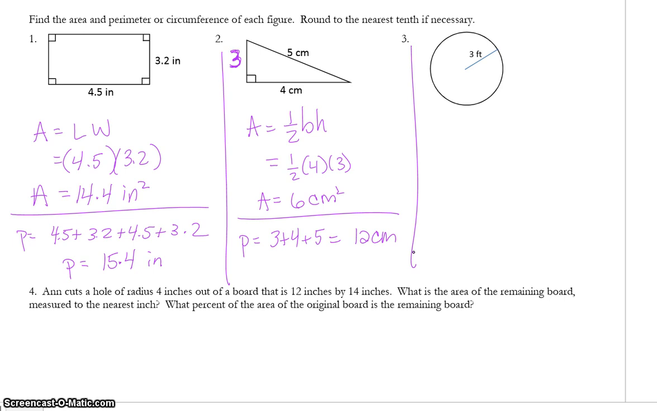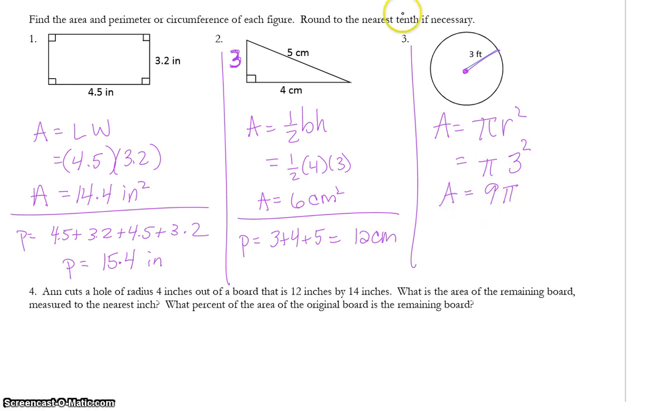Okay, for a circle, the area formula is pi r squared, and your radius is just from the center to the outside of the circle. It's halfway across, so we have pi times 3 squared. Order of operations says that we need to do our exponents first, so 3 squared is 9, so we have 9 pi. This is exact, but if we went around to the nearest tenth, we would do 9 times pi, or 9 times 3.14, and we get area is approximately equal to 28.3 feet squared.